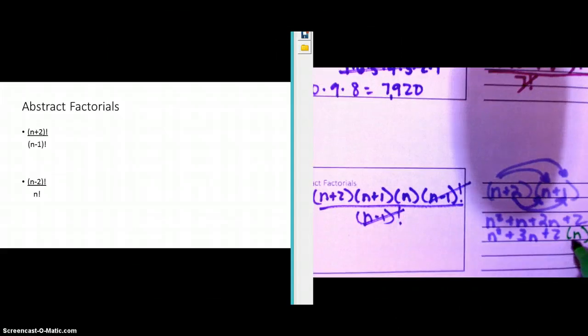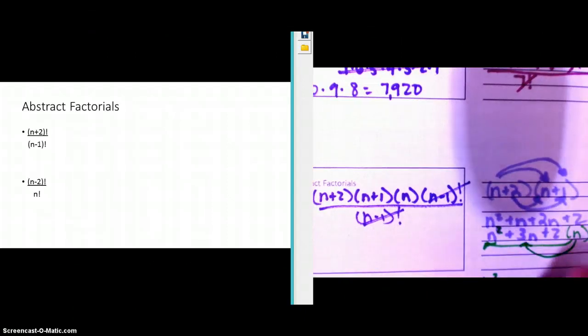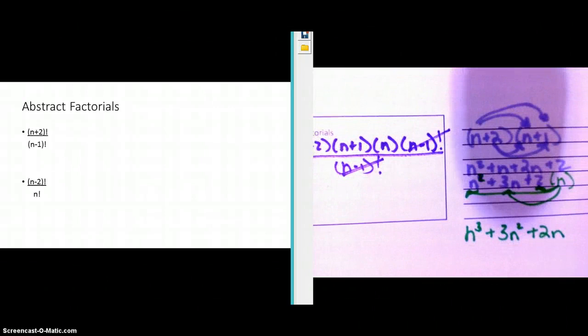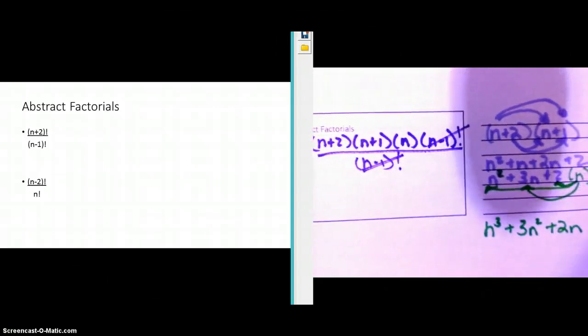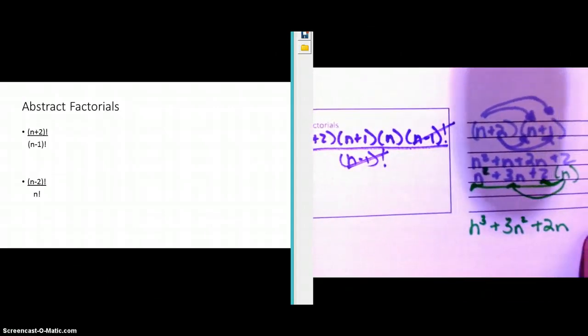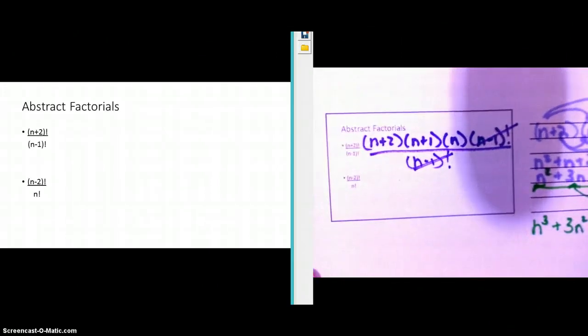So when we distribute the n in here, we get n cubed. That's supposed to be n squared. I know it's hard to read. And then you get plus 3n squared, and then distribute the last one, plus 2n. Oh, sorry guys. And that's your final answer for the first one. N cubed plus 3n squared plus 2n. Whenever you're distributing, take them 2 at a time. It'll make it a lot easier.